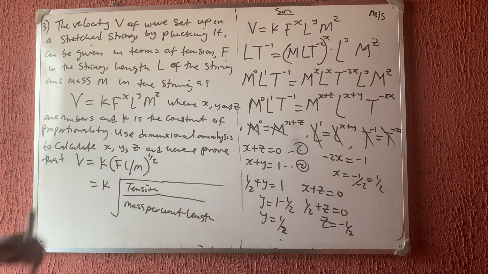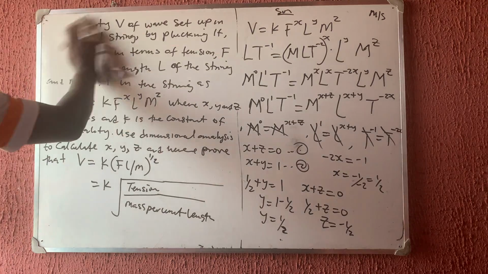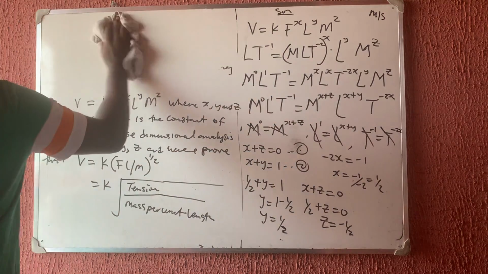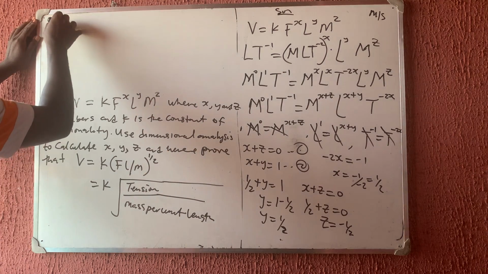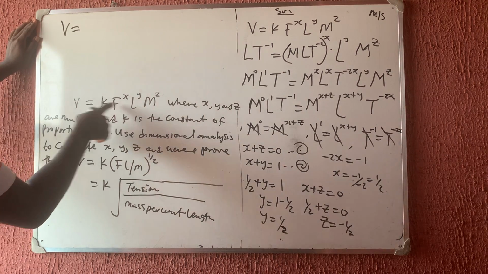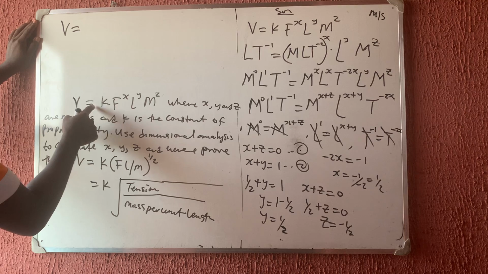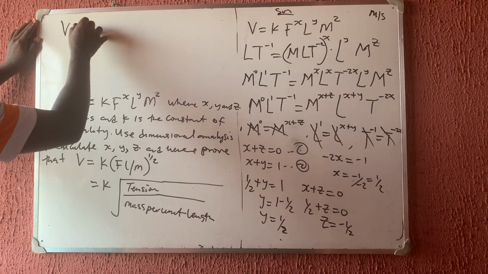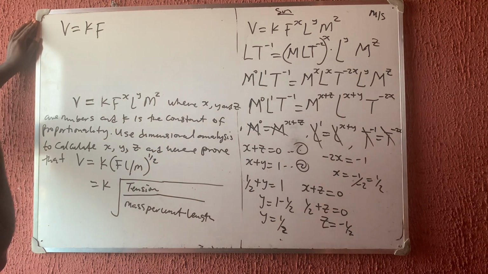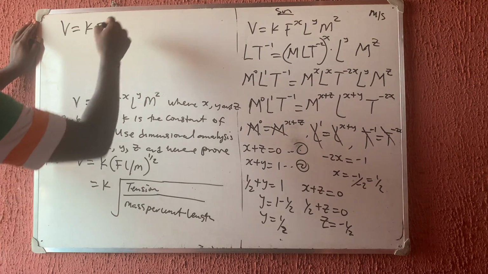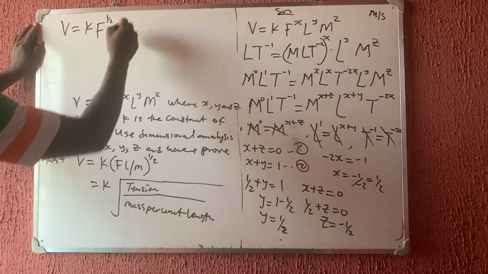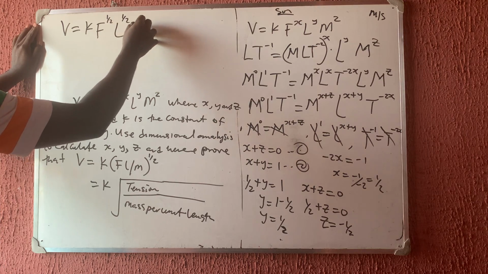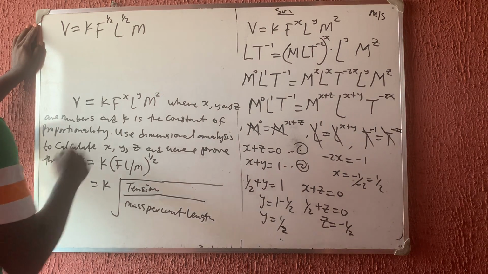So if you now know that v is equal to this, permit me to clean here. So if we now put the value of this, from this dimension we have here, we have that v is equal to k F raised to power, what is my x? My x is 1 over 2. Then my y is equal to 1 over 2, and then my z is equal to minus 1 over 2.